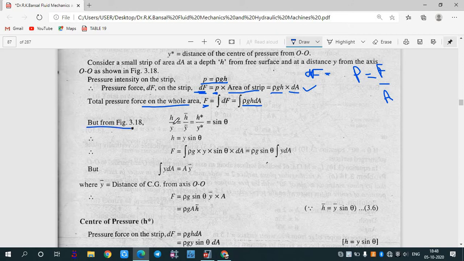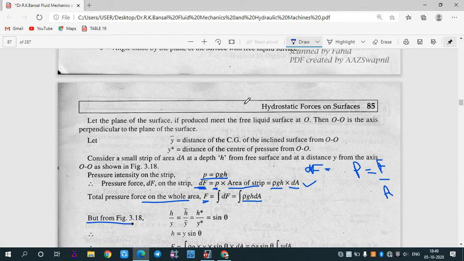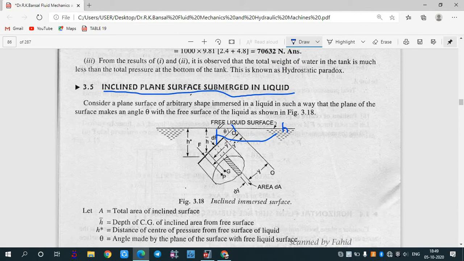here it is saying that h by y equals h bar by y bar equals h star by y star equals sine theta. Where is this coming from? You can see over here that small triangles are forming. The first triangle which is forming has the h star value. This is angle theta, this is h star, and the side which is the hypotenuse to it is here.